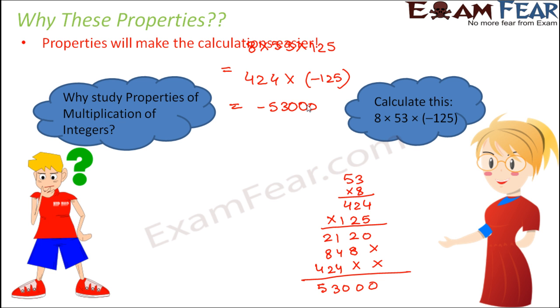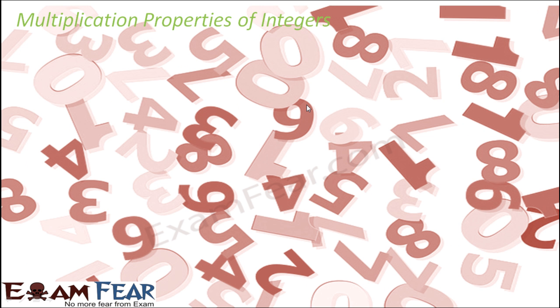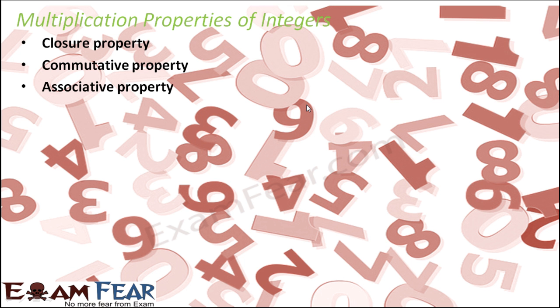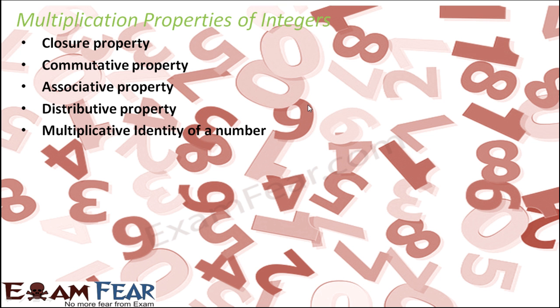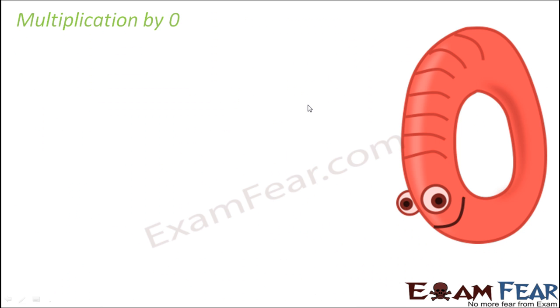So let us look at these properties which will make our calculations easier. The multiplication properties that we would discuss are closure property, commutative property, associative property, distributive property. So more or less the same properties, but this time we will talk specifically for multiplication. And multiplicative identity of a number.